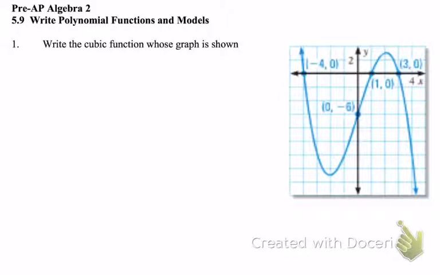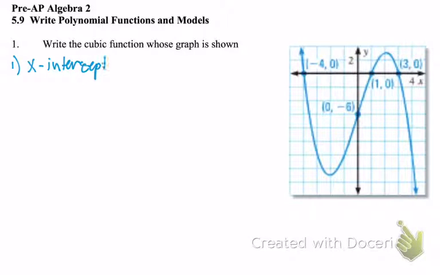All right, pre-AP, you have the privilege of getting to do 5.9, so we're going to write polynomial functions and models. So write a cubic function whose graph is shown. How you will do that is we're going to start with factored form. So step number 1 is locate your x-intercepts.